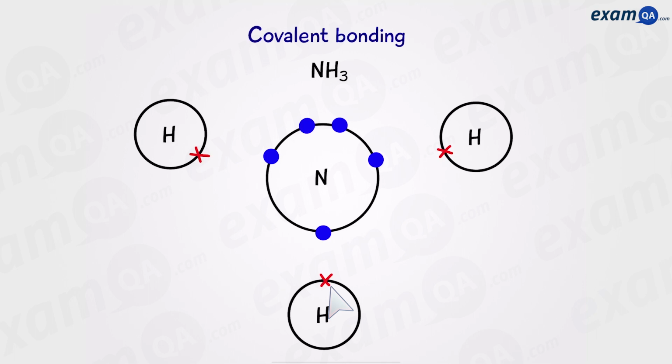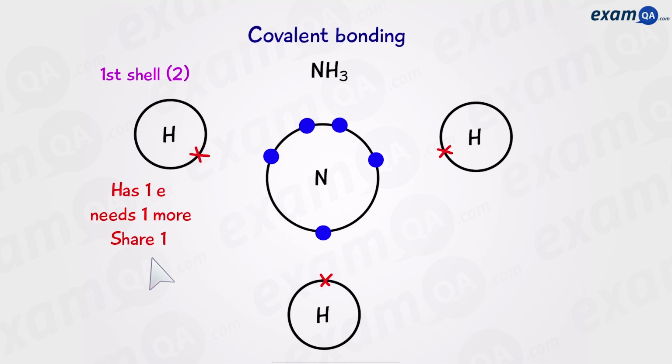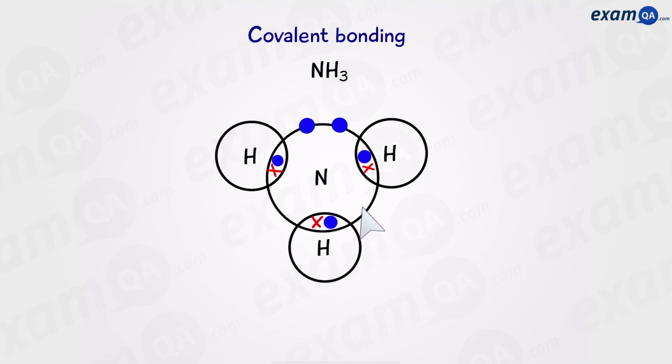Okay, so how many will they share? Now hydrogen's electron is in the first shell. And remember, the first shell is the smallest. It can only hold a maximum of 2 electrons. Meaning that hydrogen already has 1 electron, so it needs 1 more to have 2 and have a full outer shell. So it has to share 1. Nitrogen, on the other hand, has 5. It needs 3 more to have 8, so it has to share 3. And it's going to look like this.